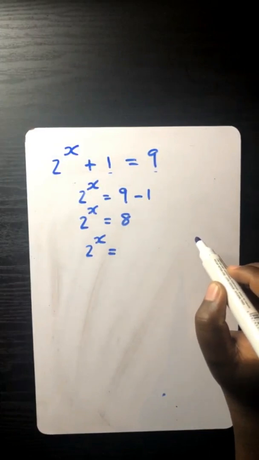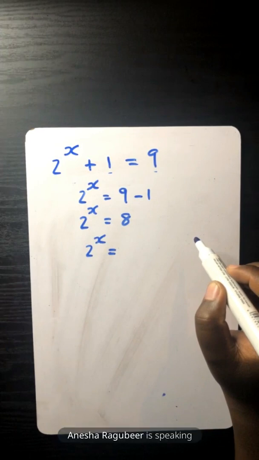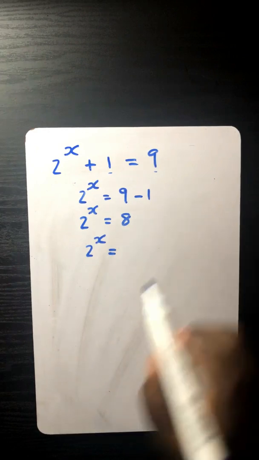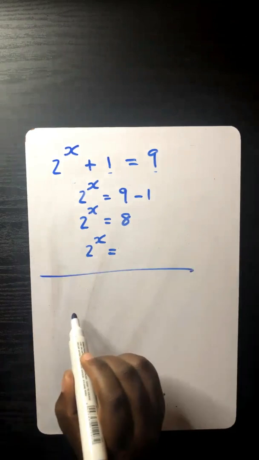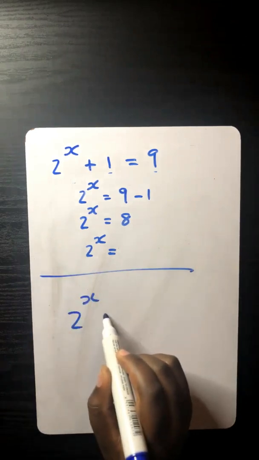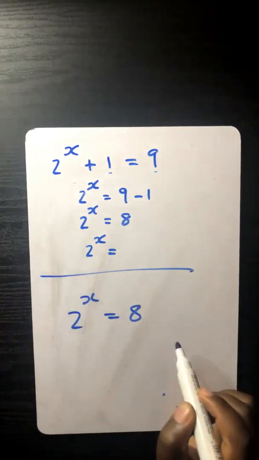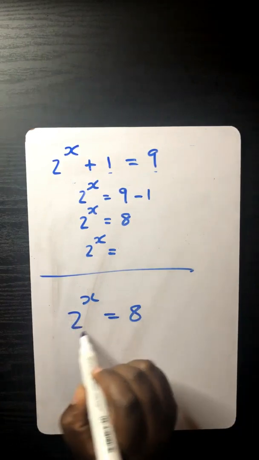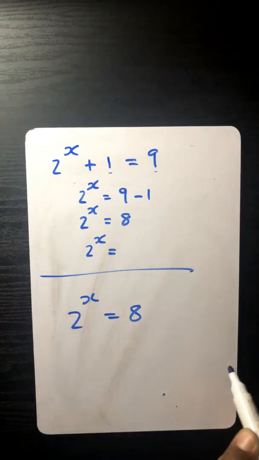Sir, what if you divided the 8 by 2, which gives you 4, sir? Then the 4 minus 1, it gives you 3. Wait. So you're saying we've got 2 to the exponent x, then we have this 8, right? Yes, sir. So you say dividing it by 2. Yes, sir.